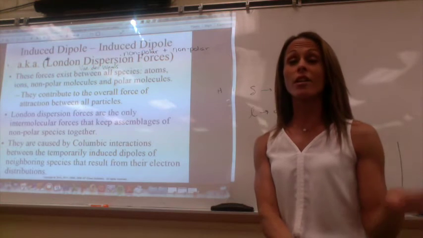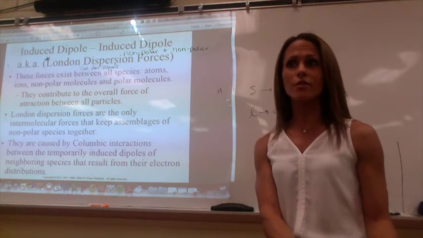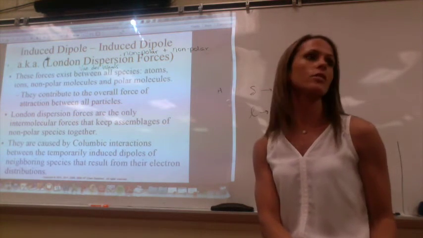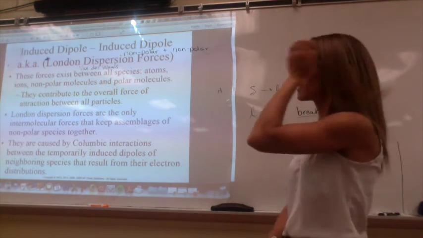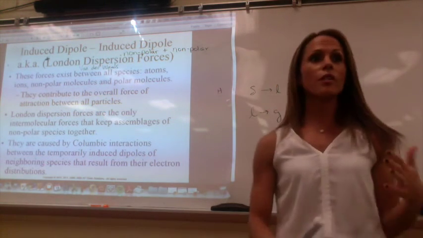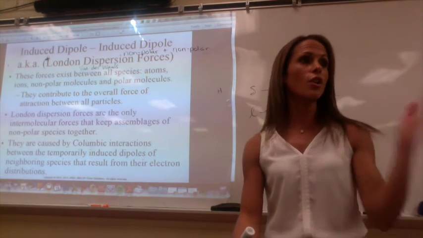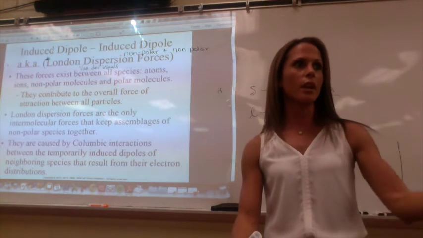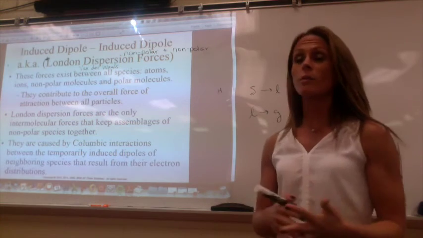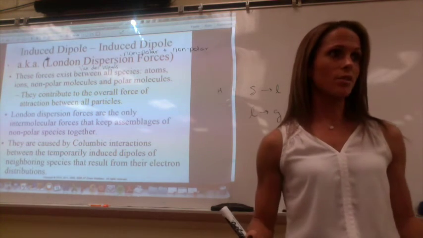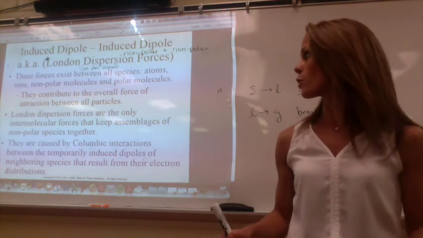London dispersion forces exist on every single species, every single molecule. And I'll explain what it is in a moment. So even if it's a polar species, we're still going to call it London dispersion forces and then whatever else it has. There can be, though, molecules that only have London dispersion, and that would be just a nonpolar molecule.